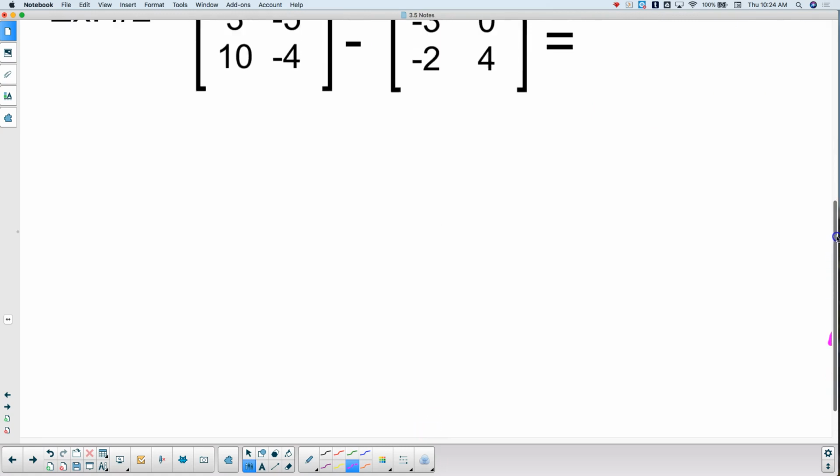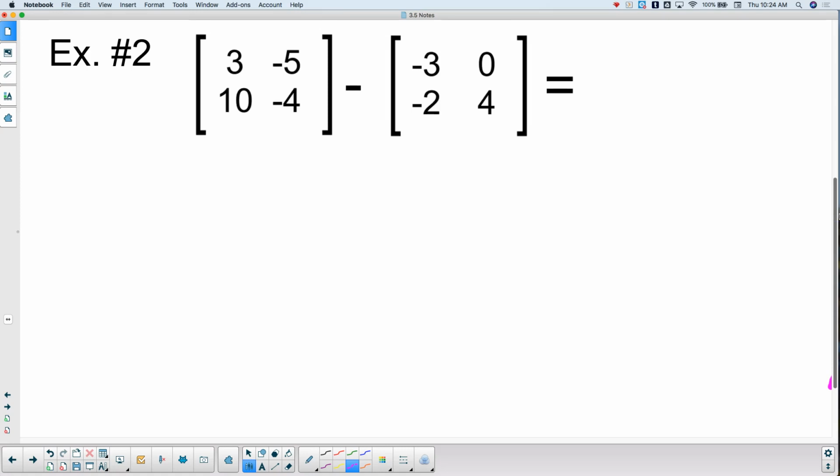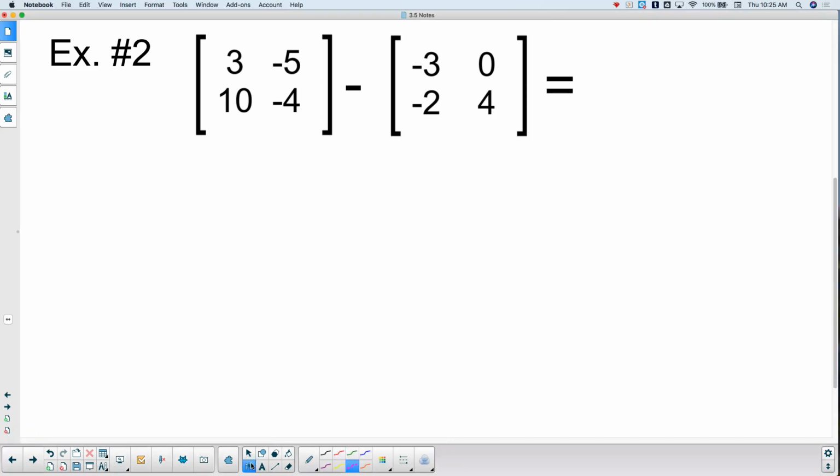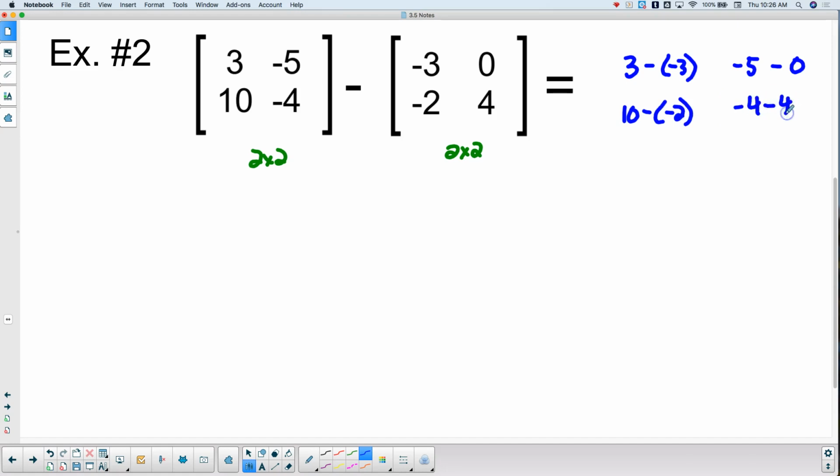Oops, I went a little too far. Do that one for me. I am able to add and subtract these matrices. This is a 2 by 2. This is a 2 by 2. The dimensions are the same. I can do that. So then this becomes 3 minus negative 3, negative 5 minus 0, 10 minus negative 2, and negative 4 minus 4.